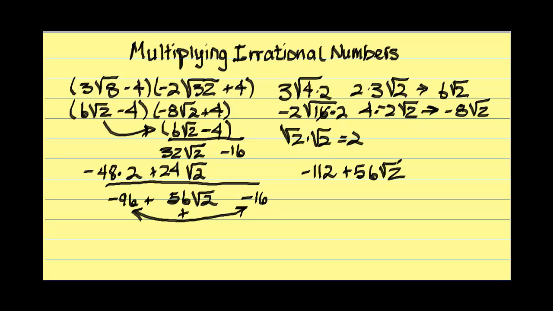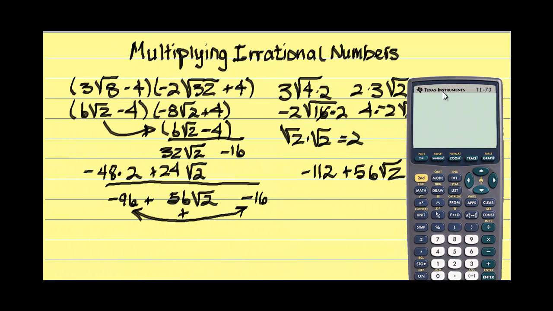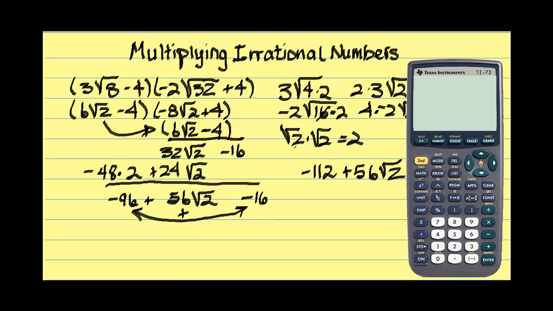Okay, now we're going to use a calculator to check this. Let me pull up my calculator, and let me move it way over here. We can still see. So I'm going to type in all this information that we started with, and I'm going to compare it with what I've got here. So I've got, let me clear my calculator. So I've got, put my parentheses, I've got the square root, 3 square roots of 8 minus 4.